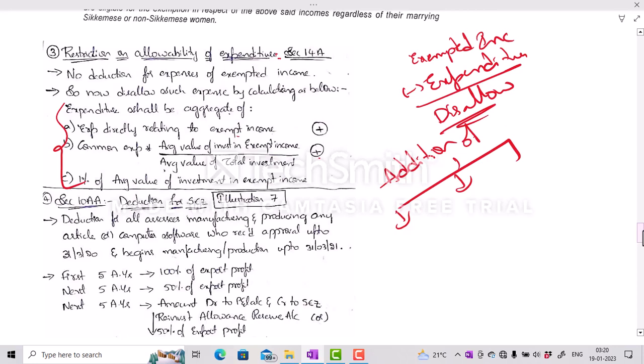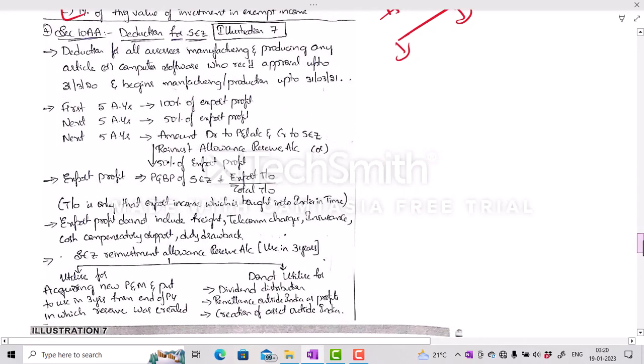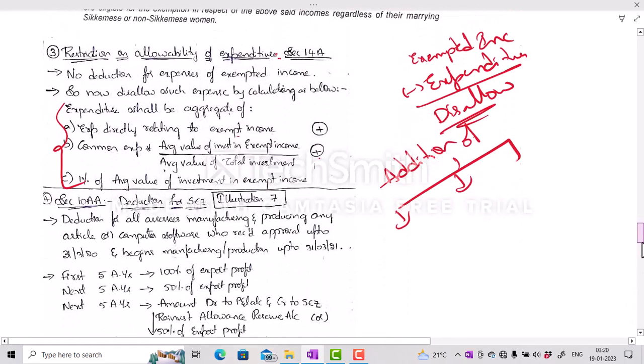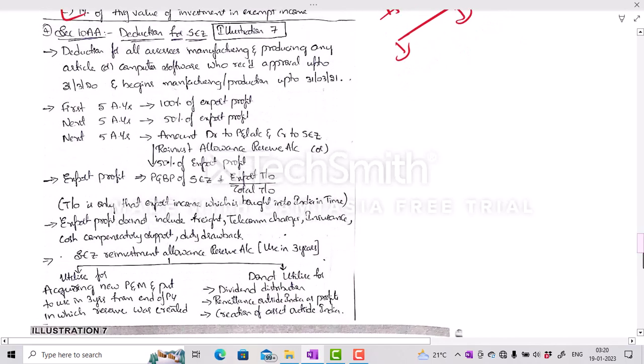The fourth topic and the last topic is deduction for cess. I think we have an example. No, we don't have an example. So the last topic is deduction for cess. Deduction is available for all types of assessees, individual, HUF, company, whatever might be the assessee. For all those, it is available.